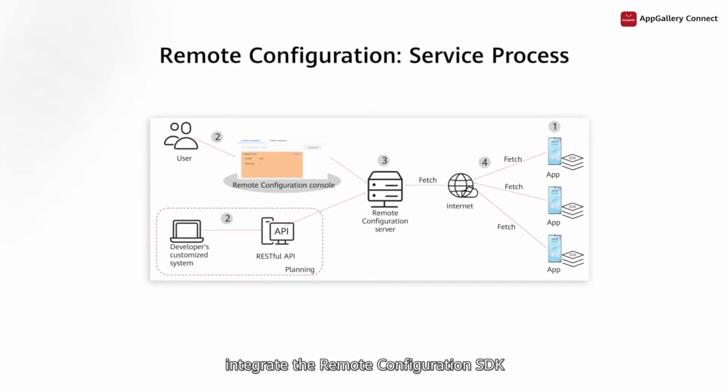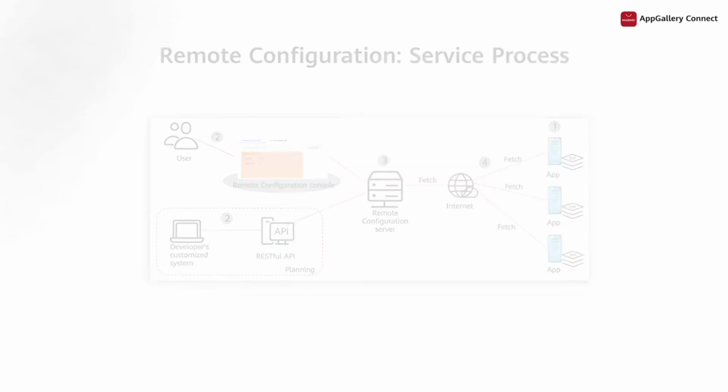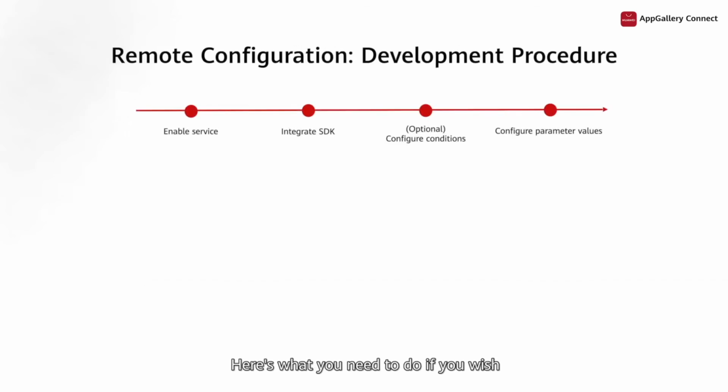Let's look at how remote configuration works. First, integrate the remote configuration SDK into your app client. Next, you need to configure conditions and parameters in AppGallery Connect or through the REST API. Once selected, the conditions and parameters are delivered to the remote configuration server. From here, the app periodically or immediately obtains data from the remote configuration server to change how your app looks and works.